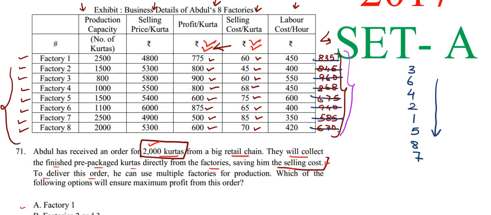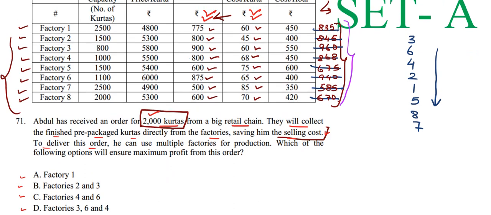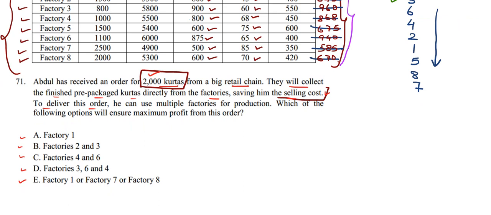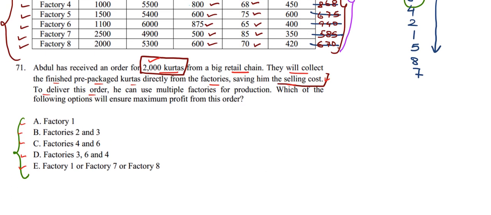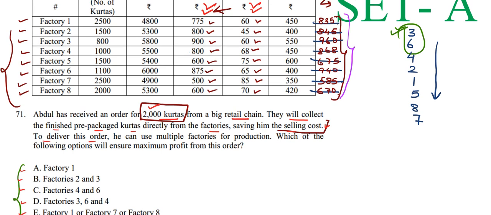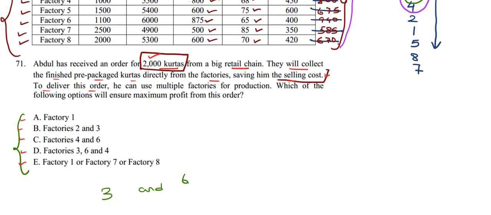So let's check the options. Let's check for factory 3. So you can see none of the options has only factory 3. So we can check for factory 3 and 6. Here also none of the options contain factory 3 and 6. So next we will consider factory 3, 6 and 4. We have option number D. Hence option D is the correct answer to this question.